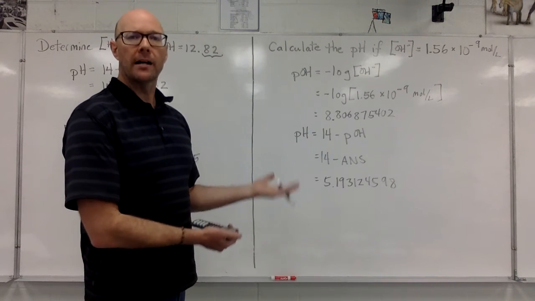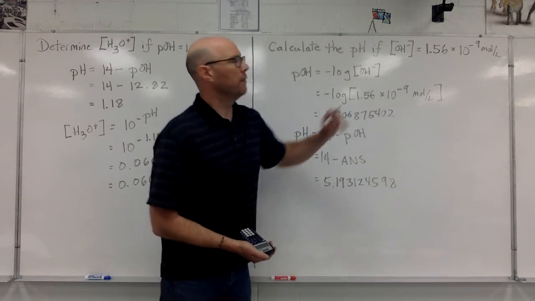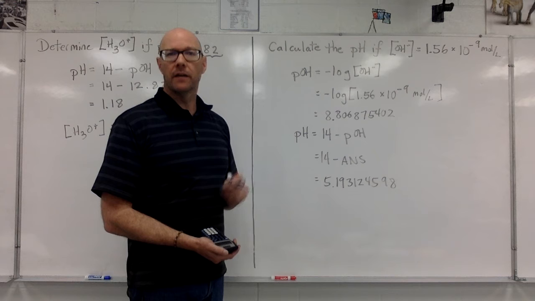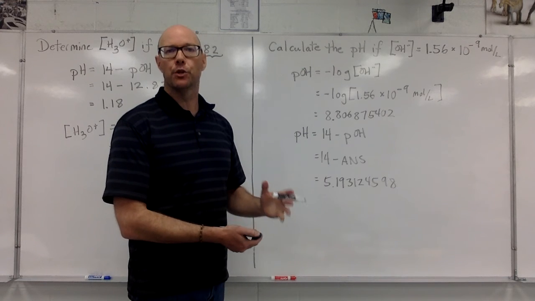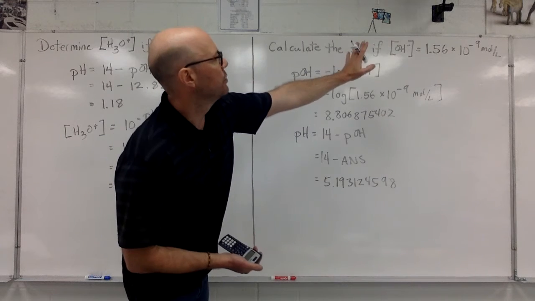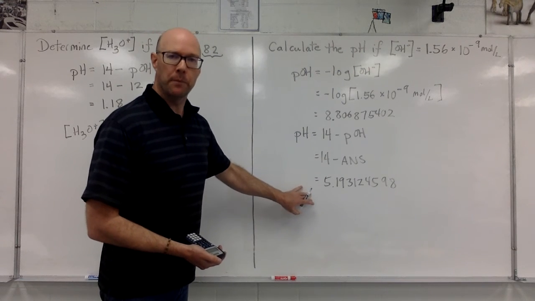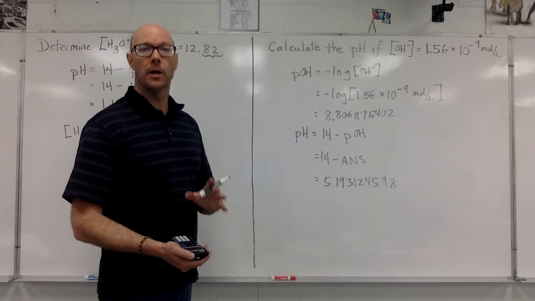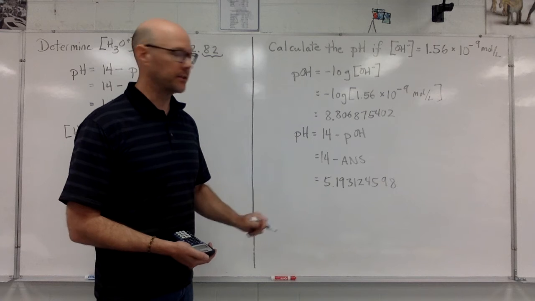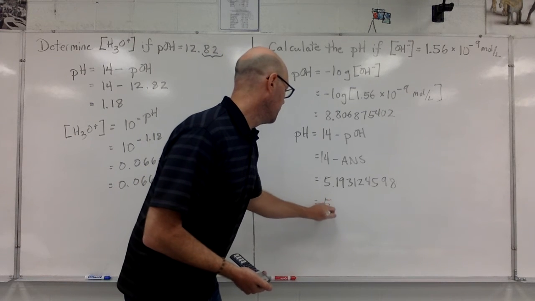I need to go back to the question and think about the significant digits. 1.56 times 10 to the power of negative 9 moles per liter, that's a concentration. Traditional significant digit rules apply to that, which means it has 3 significant digits. Down here I have the pH, which I also want to express now with 3 significant digits, but that means 3 decimal places. So I have 5.193.